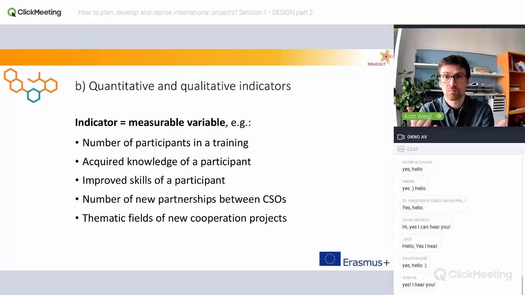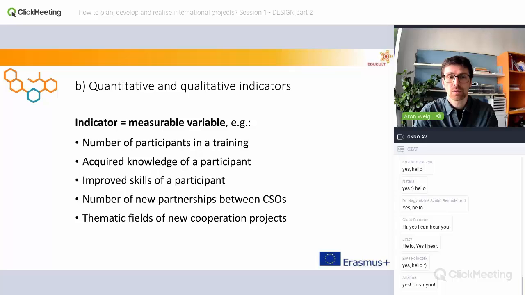Or even the thematic fields of new cooperation projects you want to tackle. So let's say we want to especially create new cooperation projects in the field of education for sustainable environments. That could be also an indicator. And as you see already here, there are different kinds of indicators, quantitative and qualitative ones. So you have to be aware of that fact, but it's not so difficult to understand.